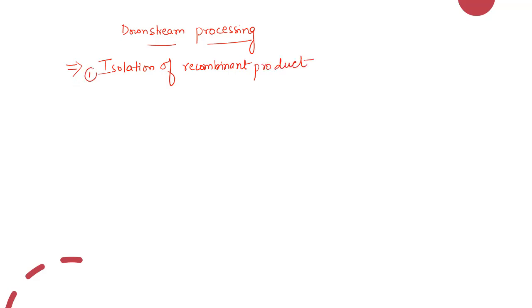First point: the recombinant product is to be isolated, because if we want to commercialize it, if we want to sell it as a vial, as an ampule, as a medicine, as a drug, as a vaccine, then we have to purify it and isolate it. After isolation, then purification.